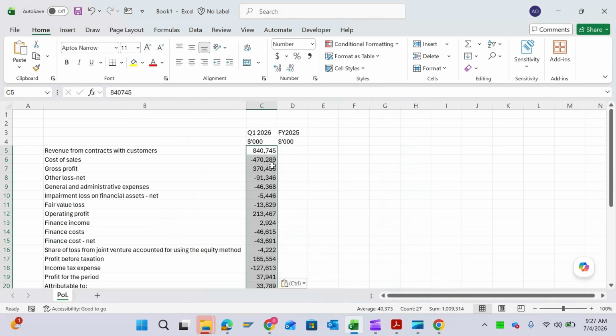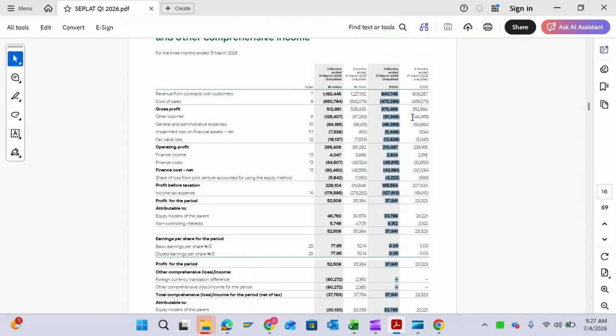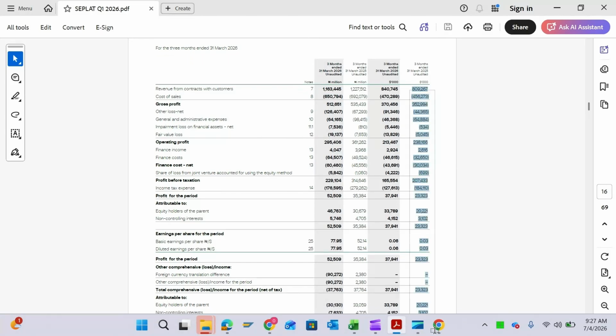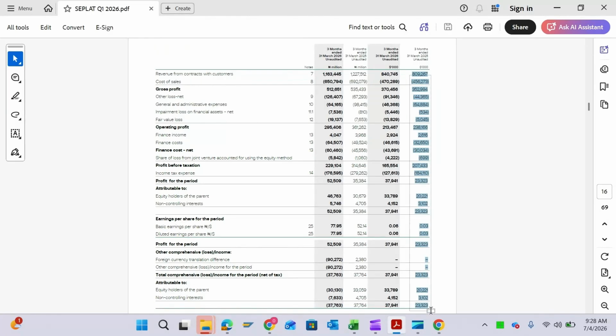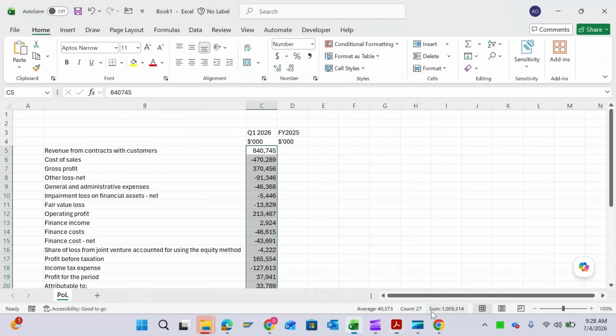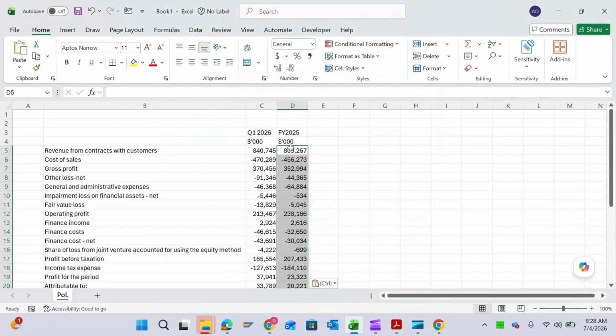Try as much as possible to make it as simple as possible, because I understand that some of my audience are non-finance professionals, so everybody should be able to relate with what we are doing. And you drag it down, make sure it covers the whole number. Any mistake will render your calculation incorrect. Then you drop it down.